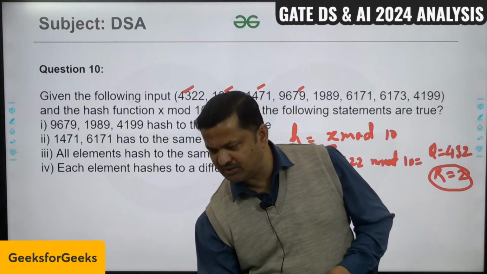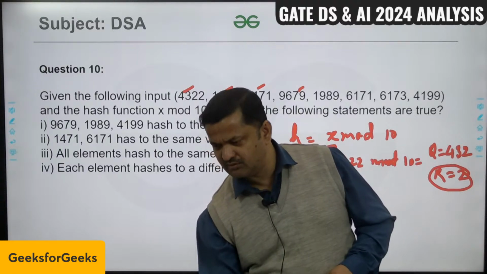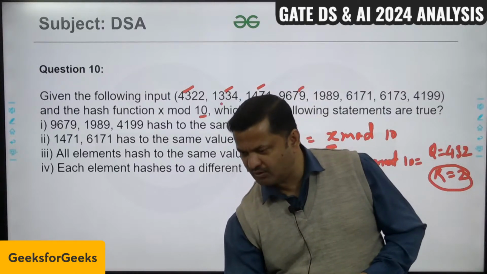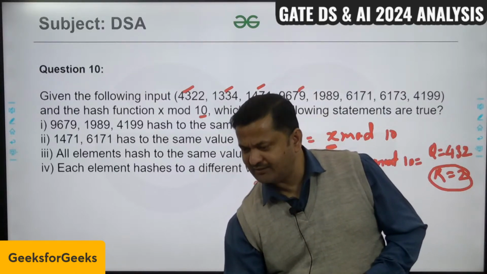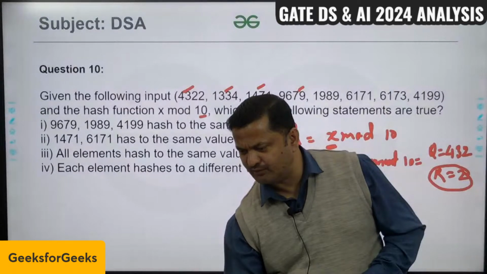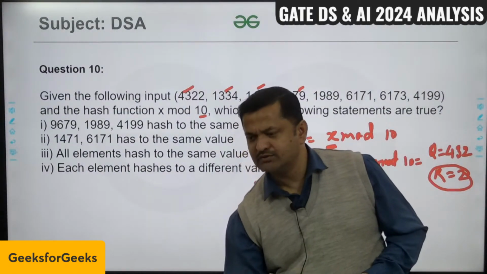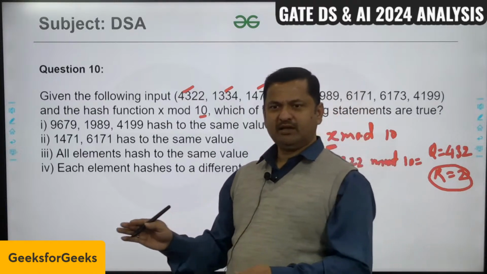4322 is going to be indexed at index 2. Similarly, we have to apply the mod operation on 1334, and that is definitely to be stored at index 4. So it is going to be 1334. By this we have to apply this particular operation.